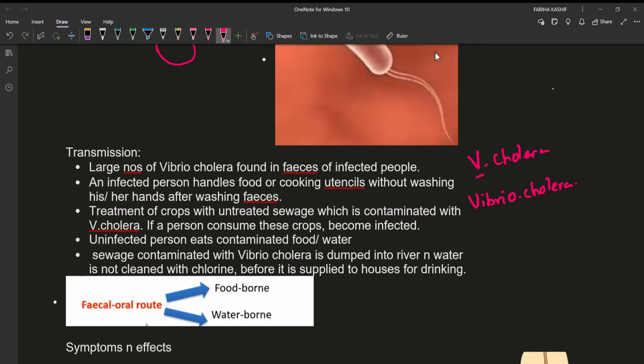And then when an uninfected person eats contaminated food or water, it is transmitted. Or sewage contaminated with Vibrio cholerae is dumped into rivers and the water is not cleaned with chlorine before it is supplied to houses for drinking.